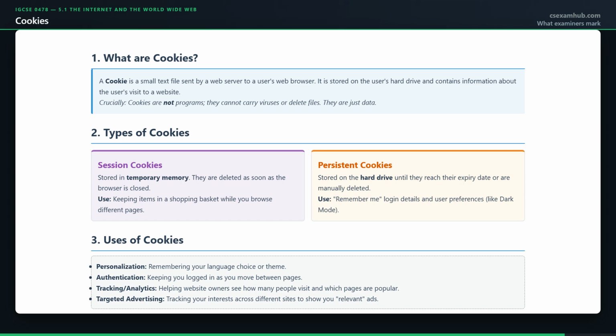Third, never write that a cookie is a program, that it can run, or that it can carry a virus. It is a text file and cannot execute anything. And being able to say why makes the point rather than just avoiding the error. And fourth, when asked about privacy, name the specific concern. Tracking of browsing habits, often by third parties across multiple sites, and the storing of personal data on the user's own device.